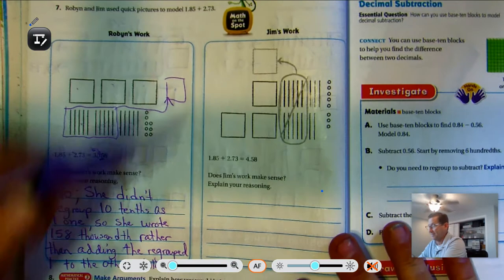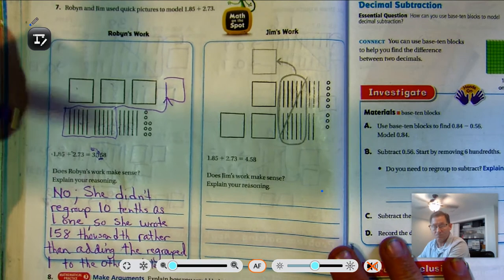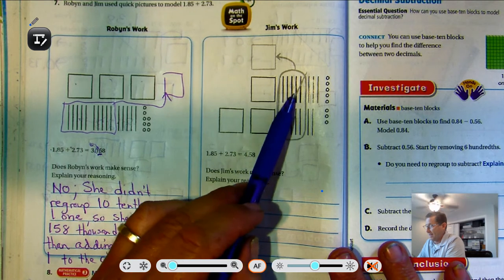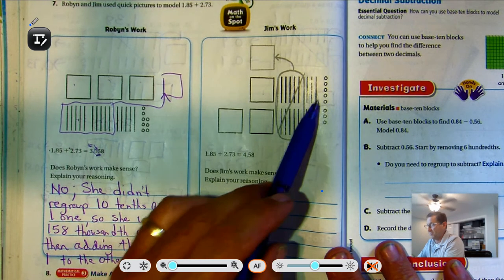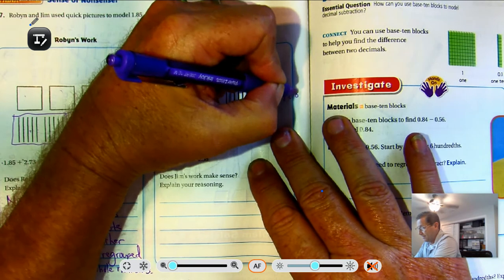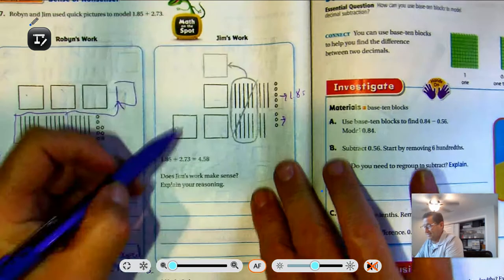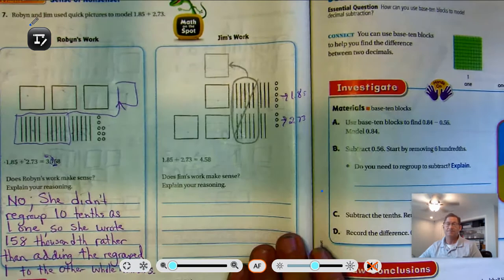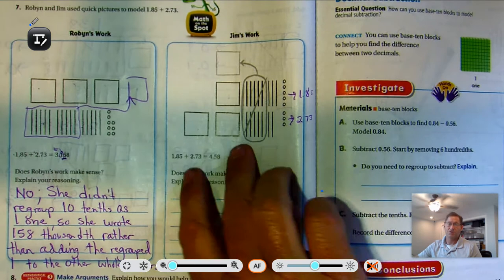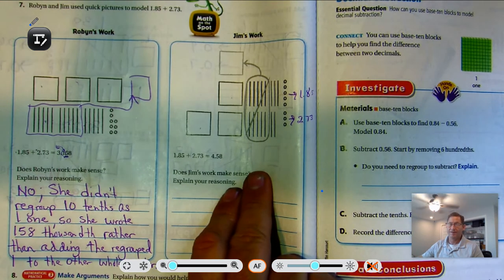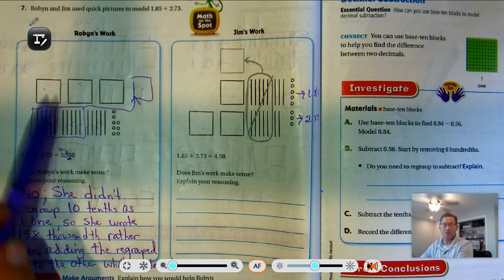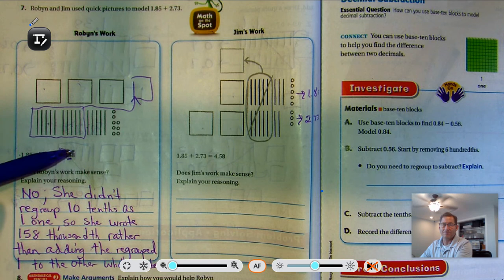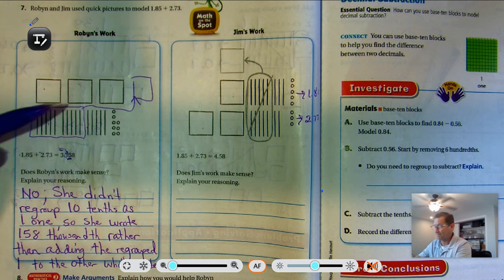So does his make sense? His is actually a better representation of it, because I clearly see 1 and 85 hundredths right here, and I easily see 2 and 73 hundredths below it. Okay, so he did a great job showing the different numbers. Robin kind of smushed them all together, so I really don't see the different math problem or digits.